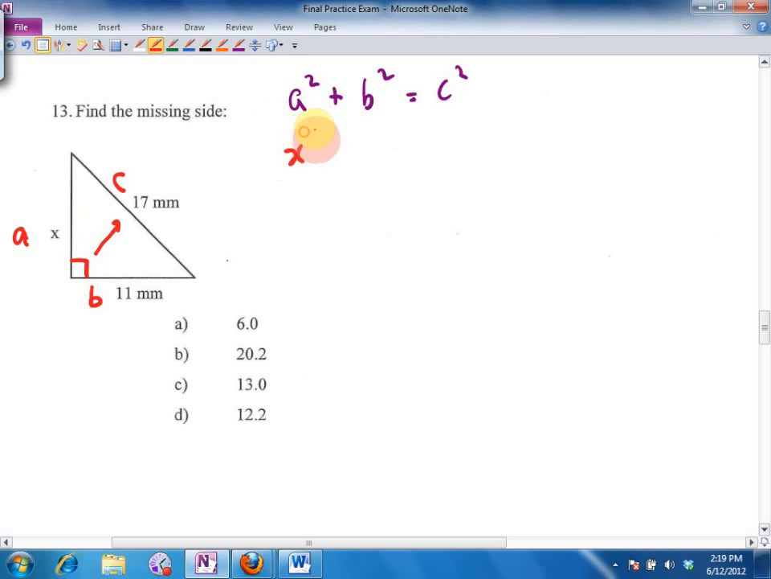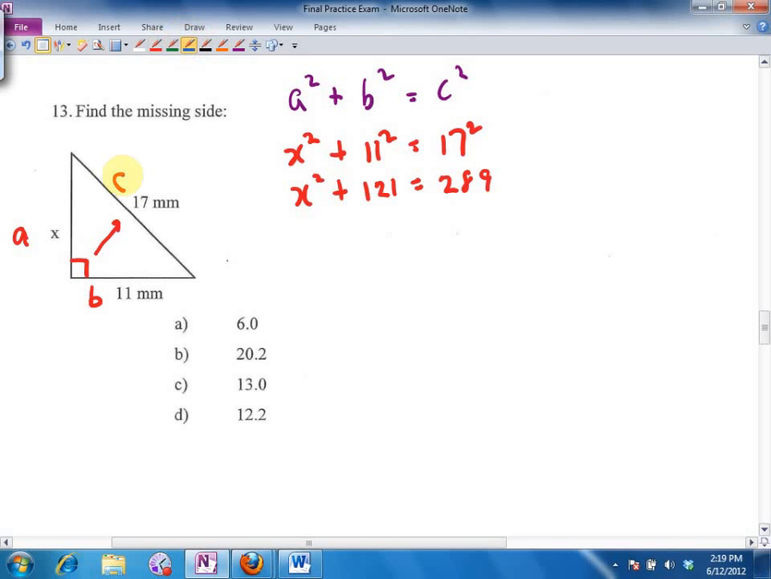So x squared, A is just x, plus 11 squared, equals 17 squared. So x squared plus 121 equals 289. And now, am I done? Almost. What do I do next?